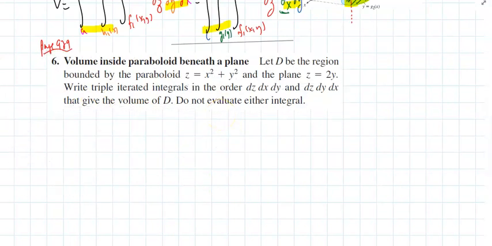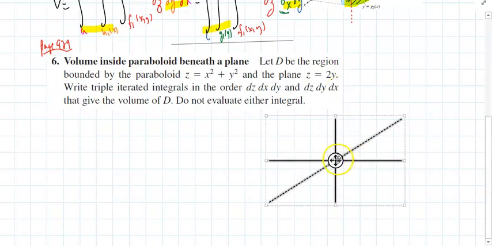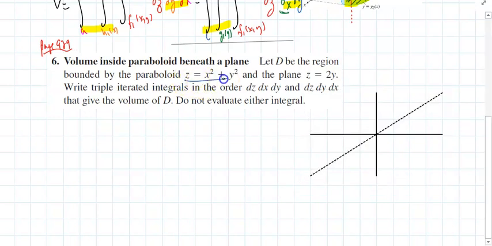This says, volume inside a paraboloid beneath a plane. So the plane is above. Let D be the region bounded by z equals x squared plus y squared, and z equals 2y along the y-axis. Now, the graph is not a must, but you must be able to visualize it at least. And this is a plane cutting, tracing along the x-axis.